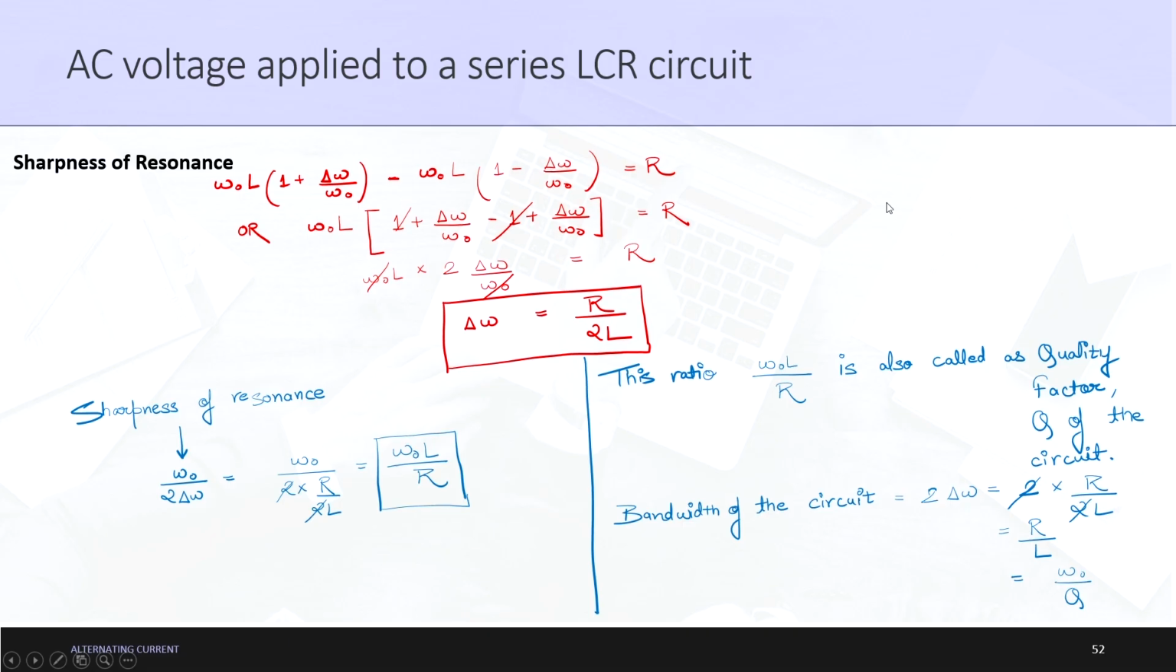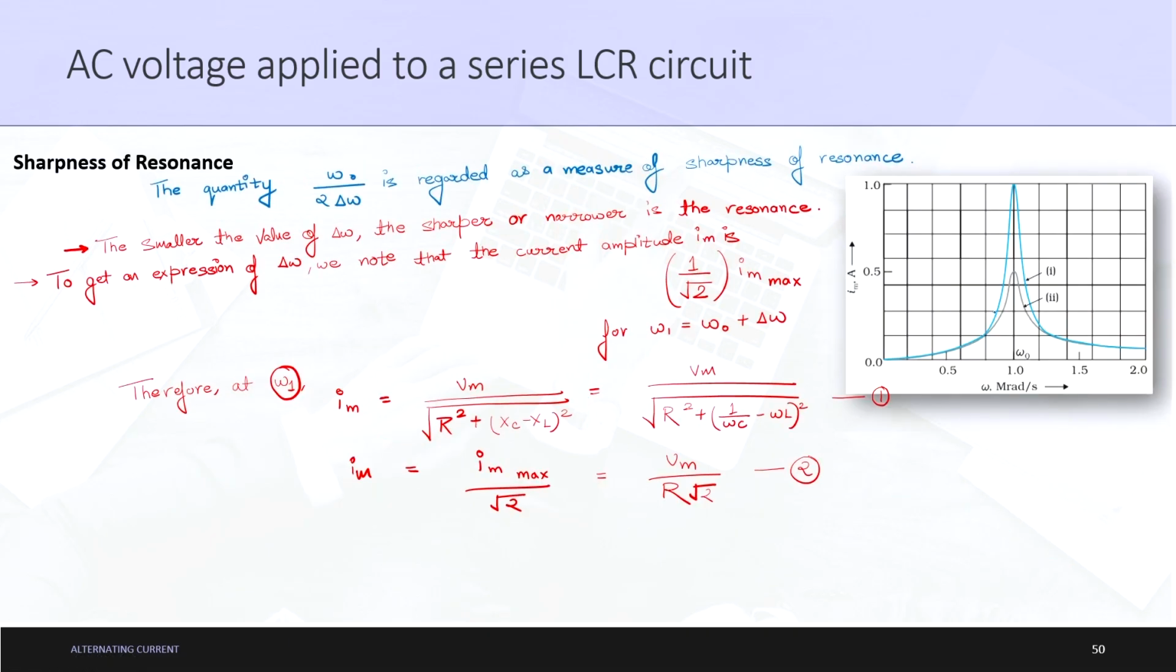So, let us try to relate everything. If the value of delta omega is higher, the bandwidth of the circuit will be higher. If the bandwidth of the circuit is higher, the quality factor will be lower. If the quality factor is lower, we can also say that the sharpness of resonance is lower, and therefore more tuning is required for the resonance to occur.